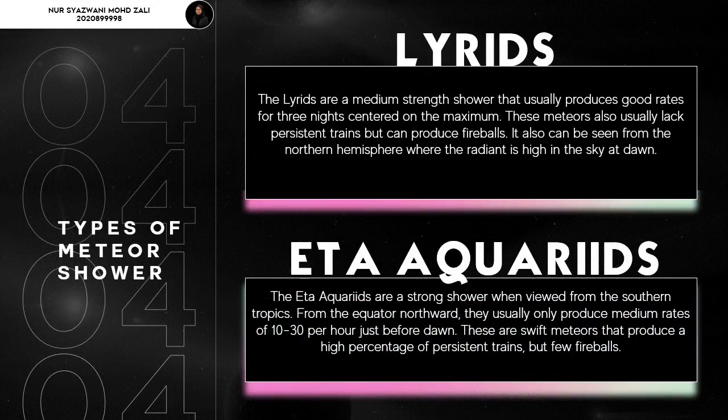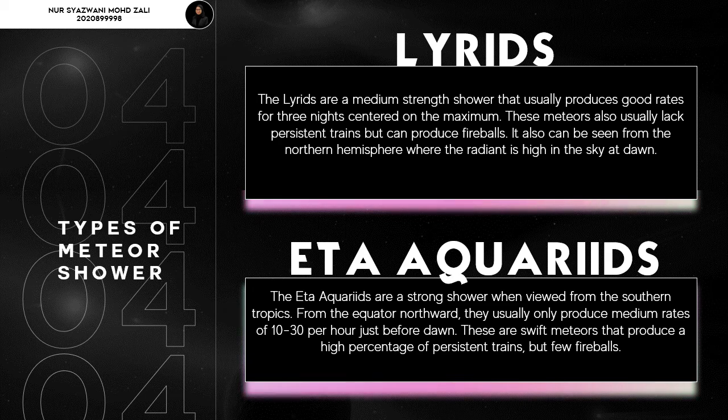Okay, the fifth one is Lyrids. The Lyrids are a medium strength shower that usually produce good rates for 3 nights centered on the maximum. This meteor shower also usually lacks persistent trains but can produce fireballs. It can also be seen from the northern hemisphere, where the radiant is high in the sky at dawn.